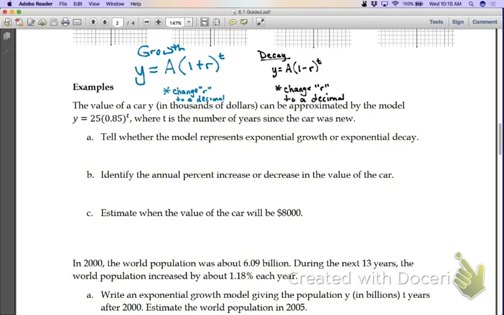So here it says the value of a car Y in thousands of dollars can be approximated by the model Y equal to 25 times 0.85 all to the t power, where t is the number of years since the car was new. So you bought a $25,000 vehicle. You want to figure out how much you lose.